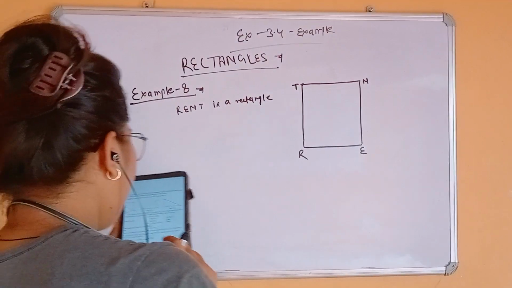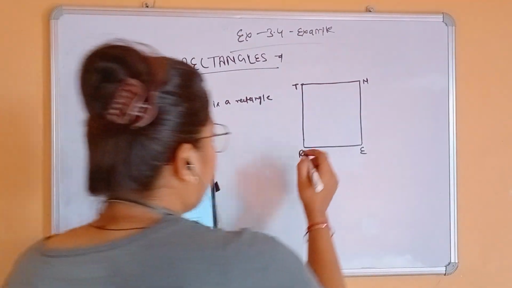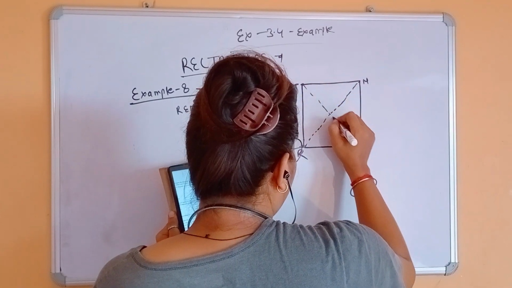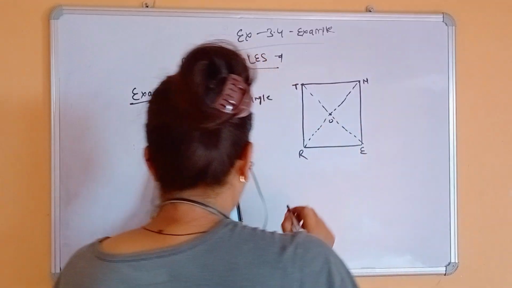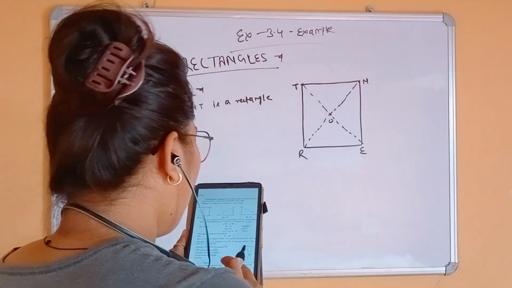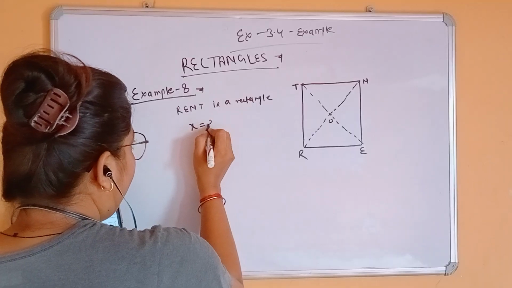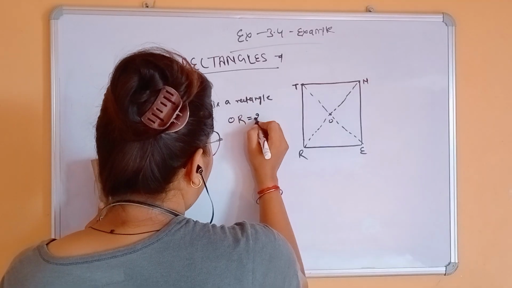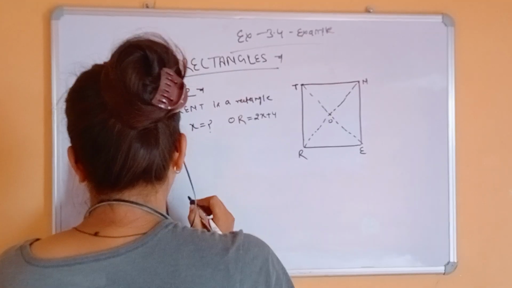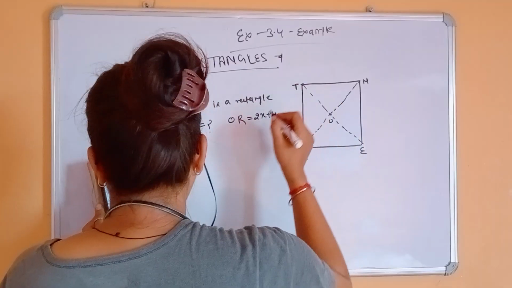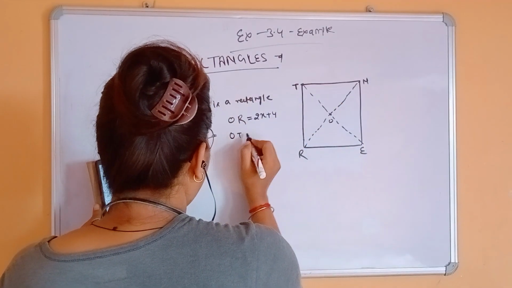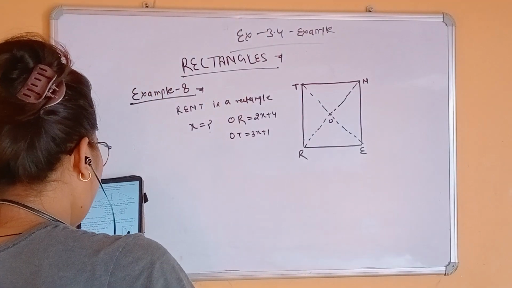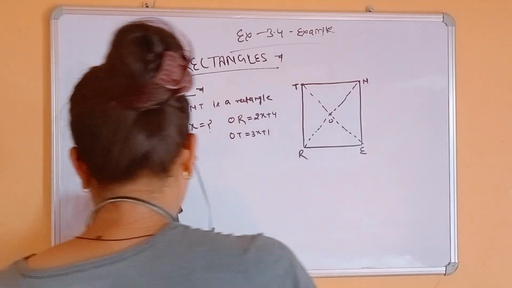Then it says the diagonals meet at O. Then it says find x if OR is equal to 2x plus 4 and OT is equal to 3x plus 1. So now here we find the x value.